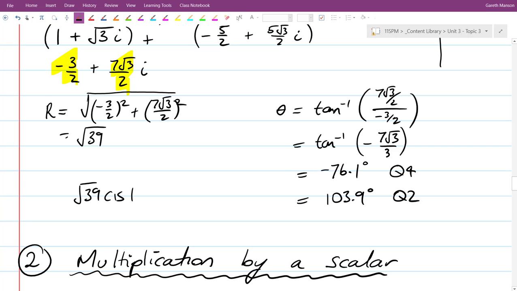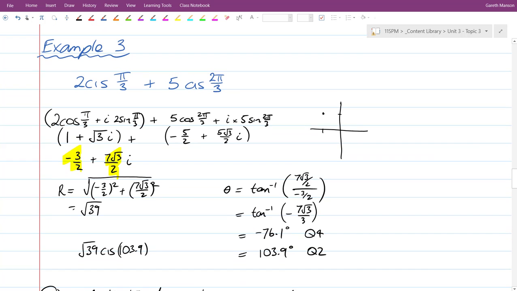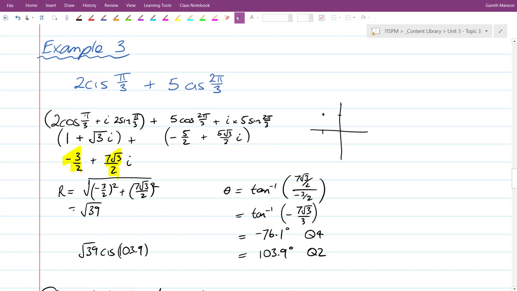103.9. We have broken the rules a little bit and gone into degrees here, where the question is clearly in radians. So just be careful of that. We probably should go back to radians. But as you can see, the relationship between this and this, there's no connection. When we're adding, it just doesn't work. So when we do this adding, we probably have to go back out to cis notation. Unless you get lucky and it's something where the arguments are the same, then you might be able to simplify it a bit easier. Multiplication by a scalar.